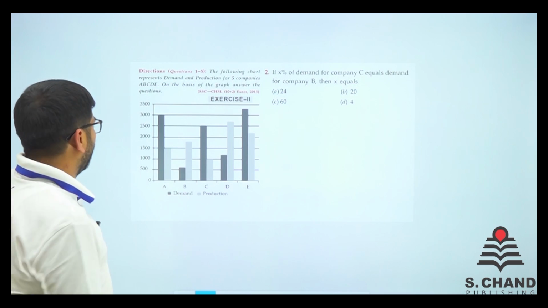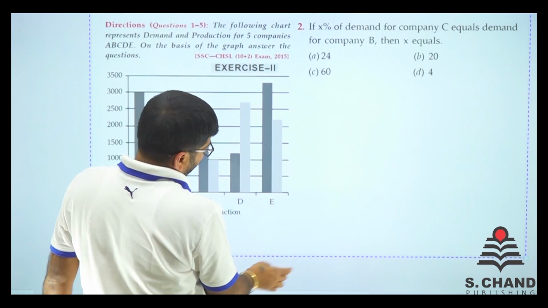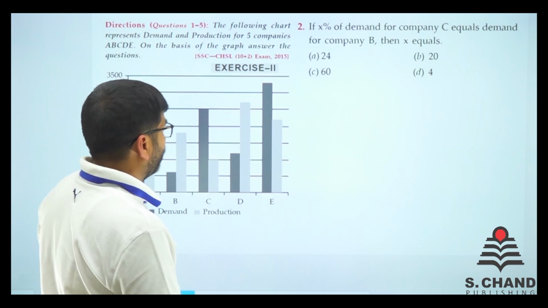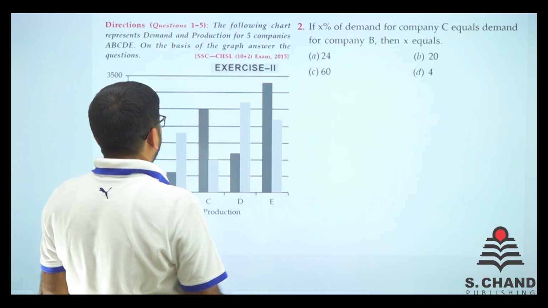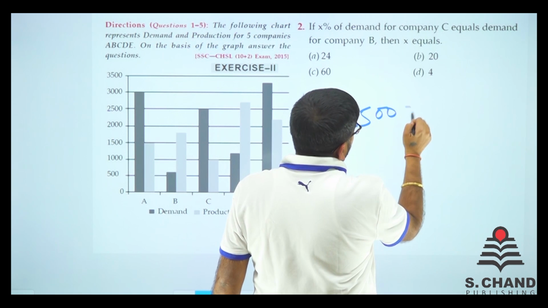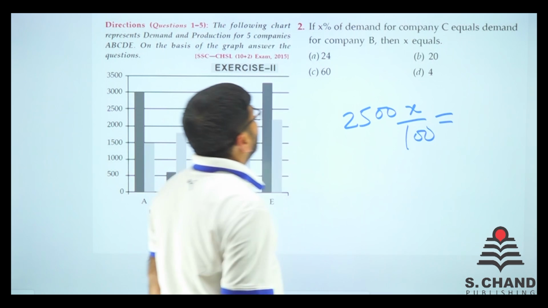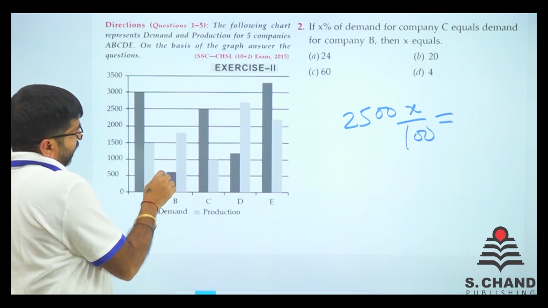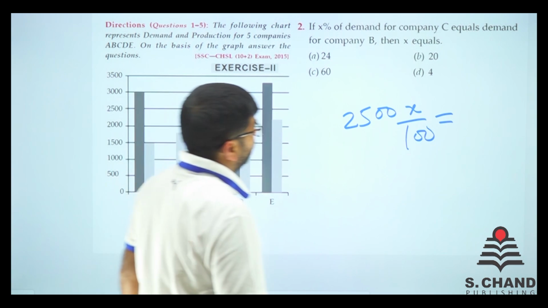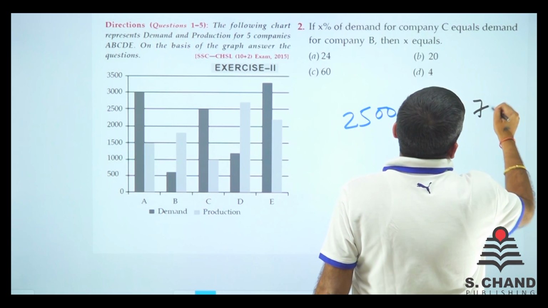The next question is, what does it say? X% of demand for company C equals the demand of company B. So C's demand, how much is it? 2500. So X% of 2500 is equal to the demand of company B. Company B's demand is almost 700 or 650 or around there. Let's take an approximate, 700, right?